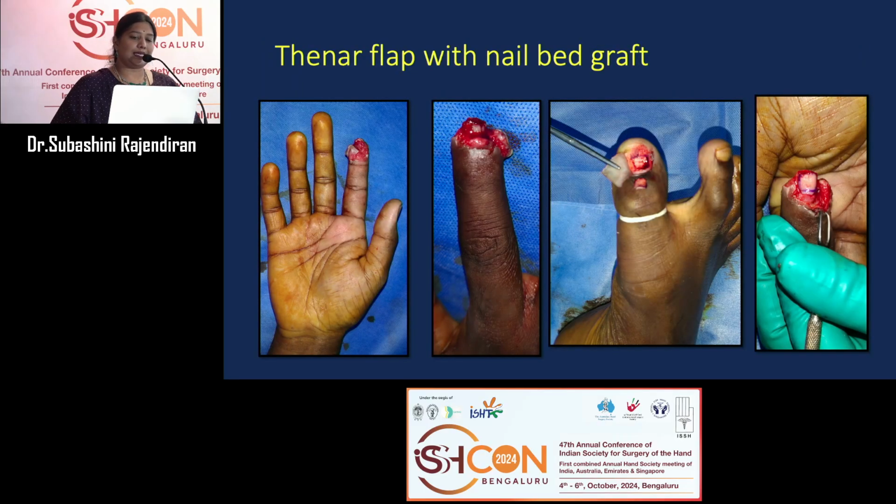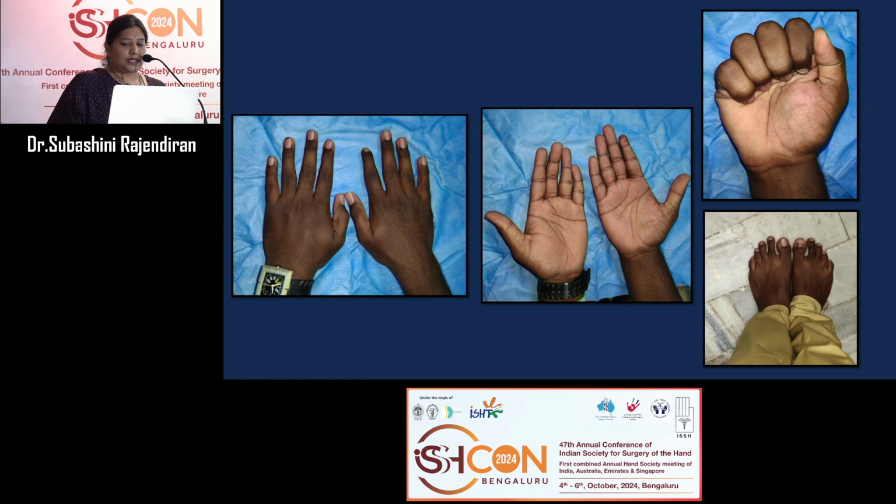Here we can see that the terminal phalanx bone is exposed. So a partial thickness nail bed graft was harvested from the great toe and fixed to the dorsum defect nail bed, and then a thenar flap was done. This is the post-operative picture. There was no PIP joint stiffness or scar hypertrophy in this patient.